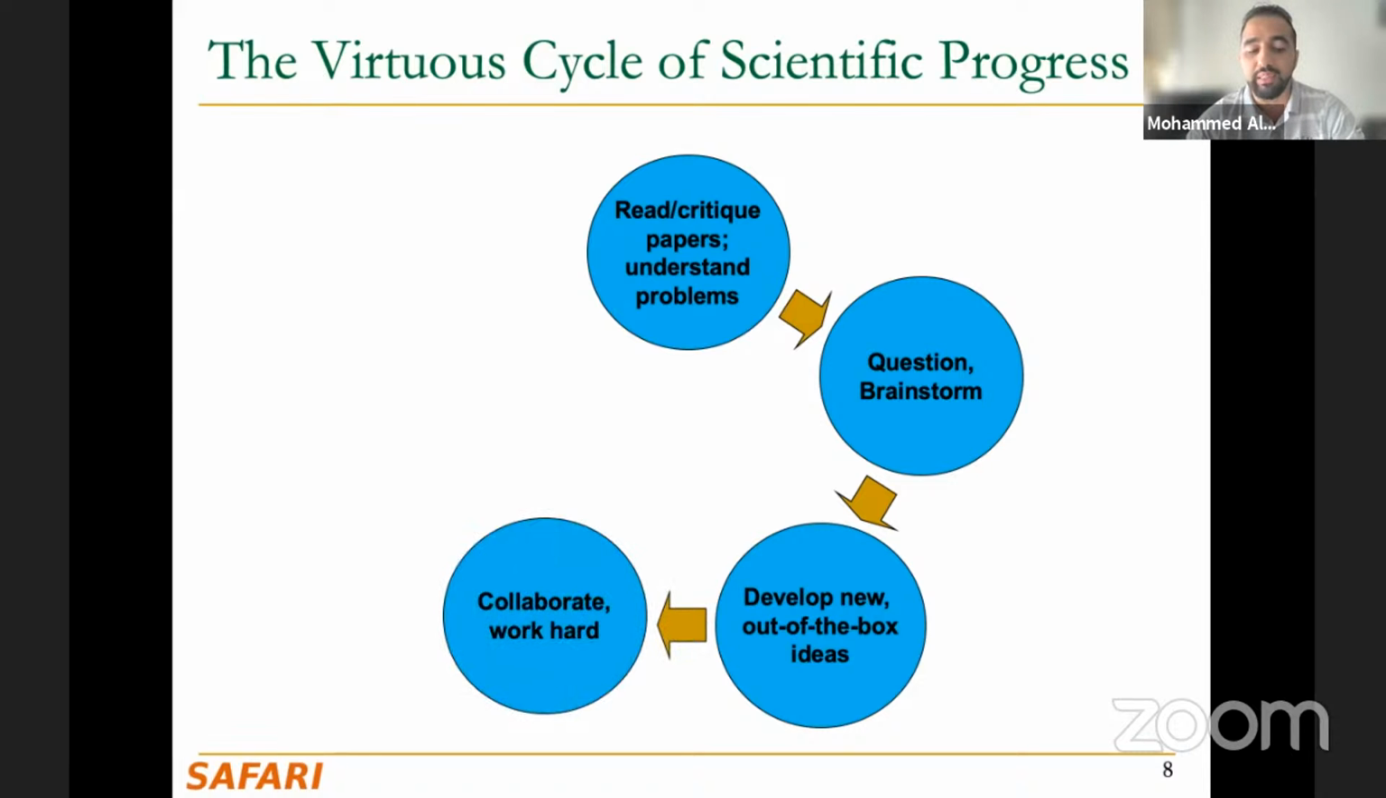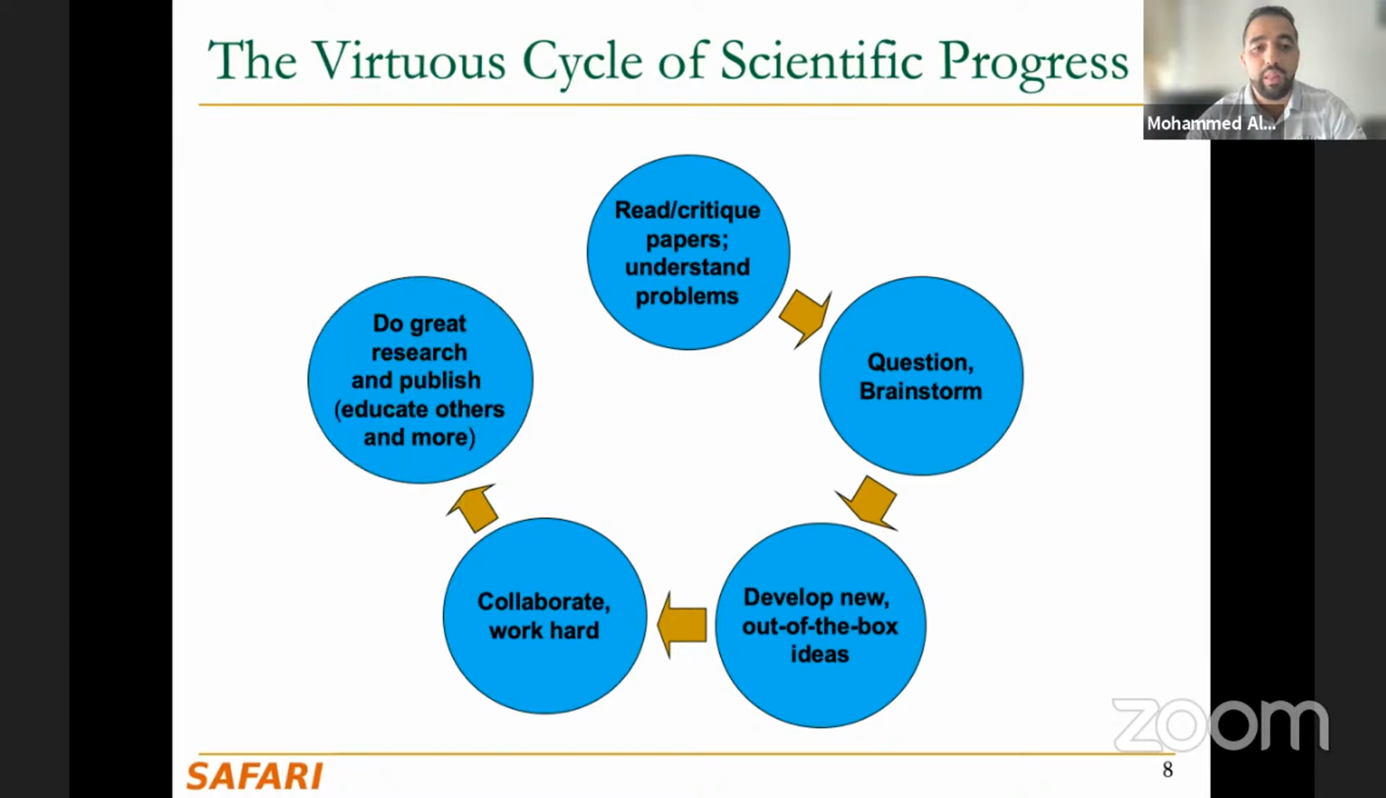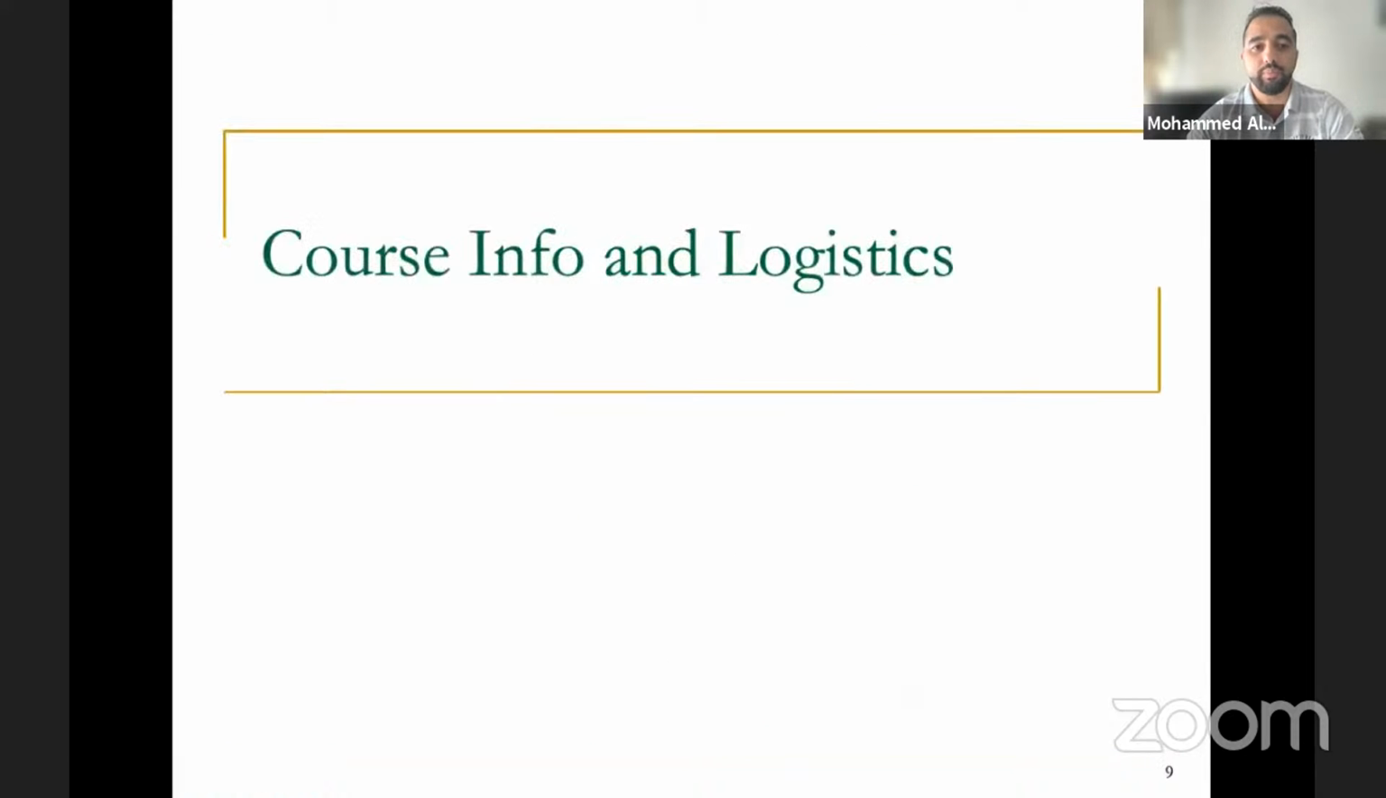And you need to collaborate with mentors, with colleagues, with other research groups, and work hard with them on brainstorming, improving the idea, and so on. After collaborating, you do the work itself, do the evaluation, see the benefits, write a paper, and publish that paper. The main goal behind publication is to teach or educate others about what you have done. And then the cycle continues. You start reading and solving another problem and so on.